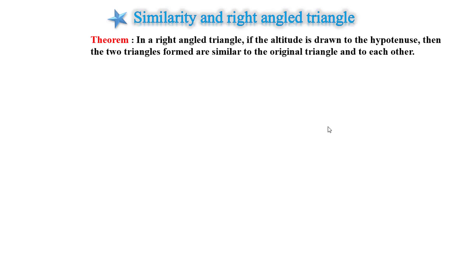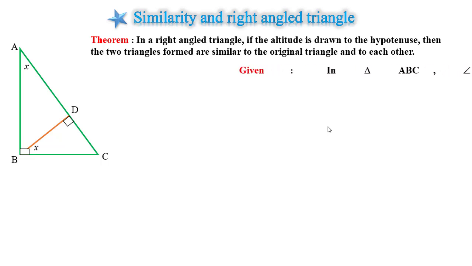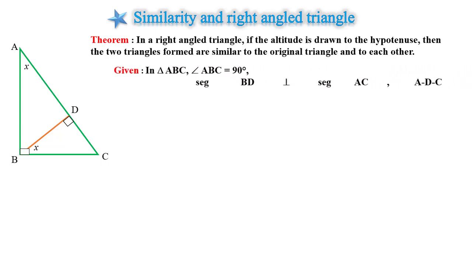See the figure. This is a triangle ABC. What is the given? First read the first line. In a right angle triangle, if the altitude is drawn to the hypotenuse. From this sentence and figure, write the given like this. In triangle ABC, angle ABC is equal to 90 degrees. Segment BD is perpendicular to segment AC, A-D-C.